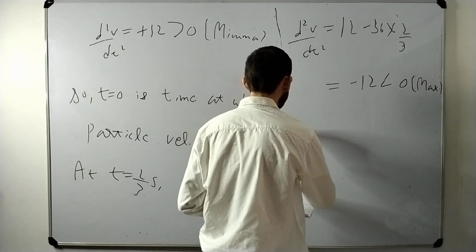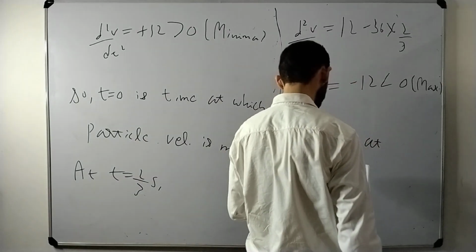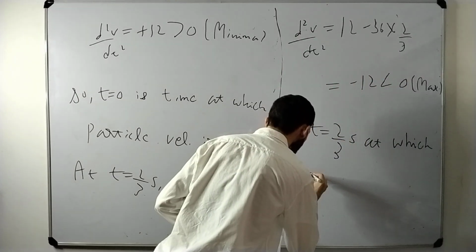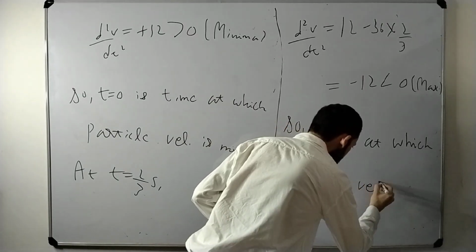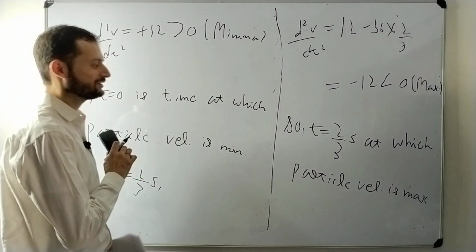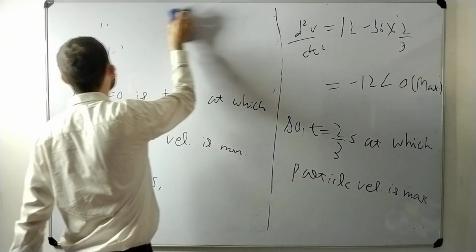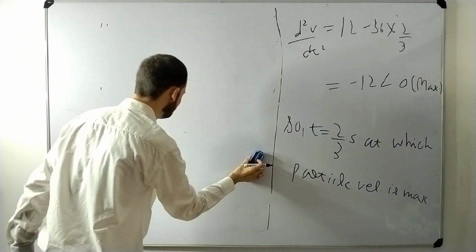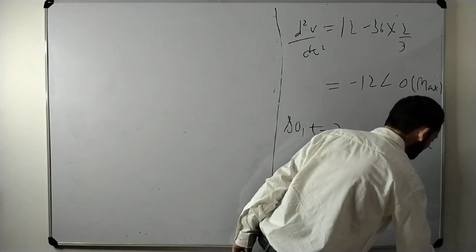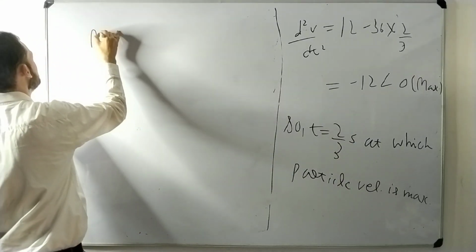So time t equal to 2/3 second is the time at which the particle velocity is maximum. Right, students? But in all this, you didn't tell us what the velocity is. Let me show you what the velocity is. You put these values into the velocity equation.